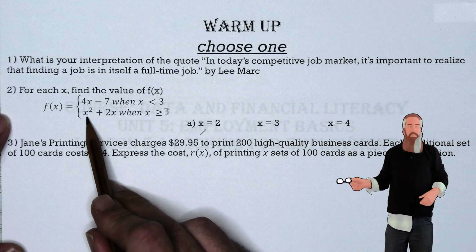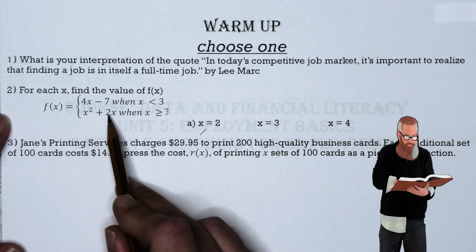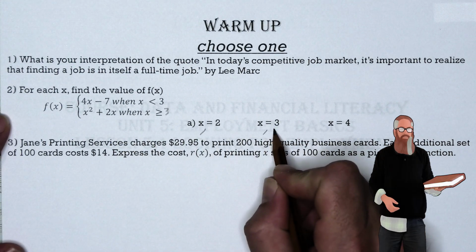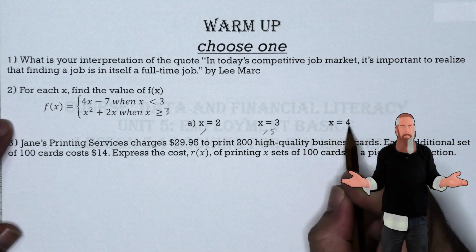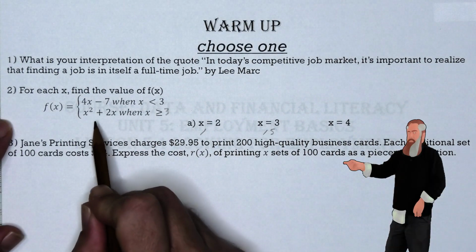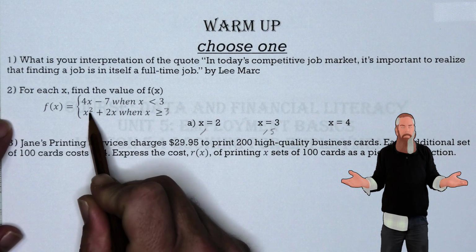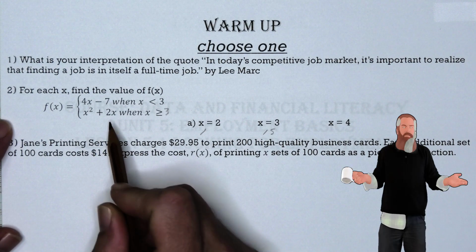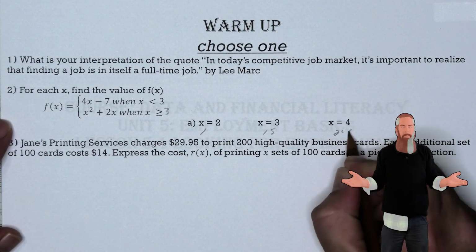Since x is 3, 3 squared is 9, plus 2 times 3, which is 6, and 9 plus 6 is 15. And when x is 4, that is greater than 3, which means we're going to use the second equation. So 4 squared is 16, plus 2 times 4, which is 8. 16 plus 8 is 24.